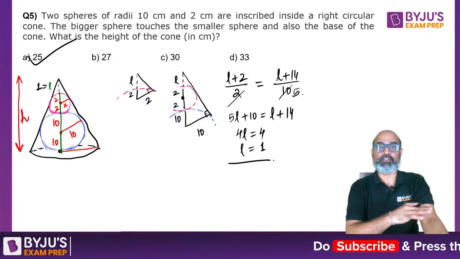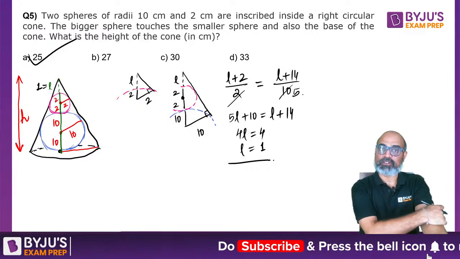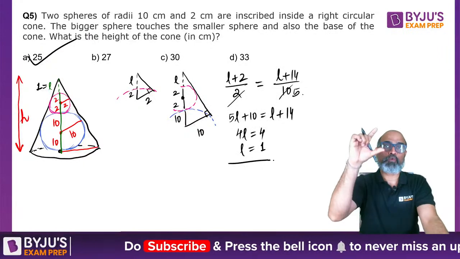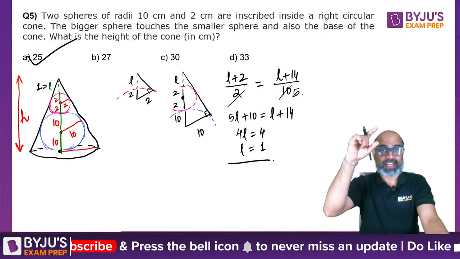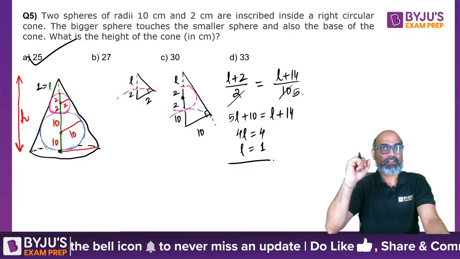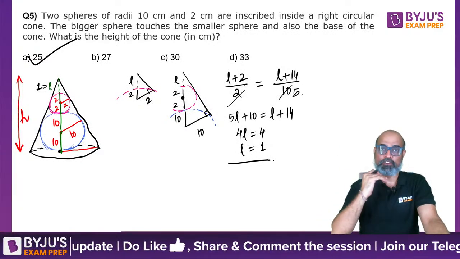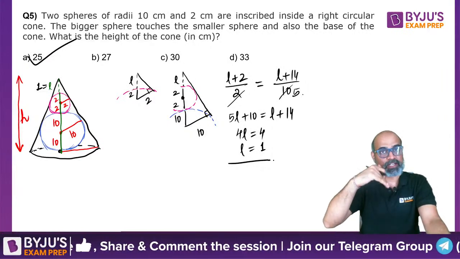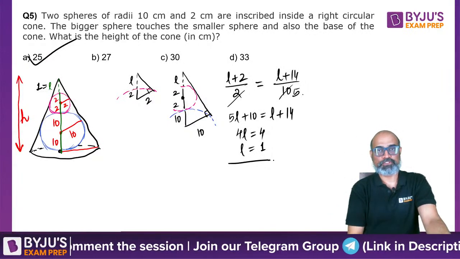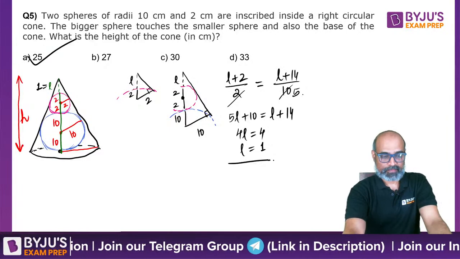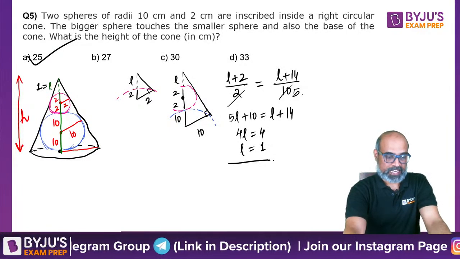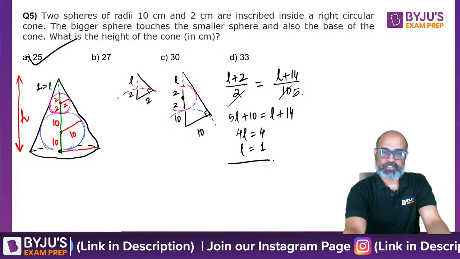So this involved a similarity concept because we did not know what the value of the smaller length L was, since the major component we are already aware of: the diameter is 20 and the diameter is 4 for these two spheres. Yes, 25 is the answer, right, Kunal?